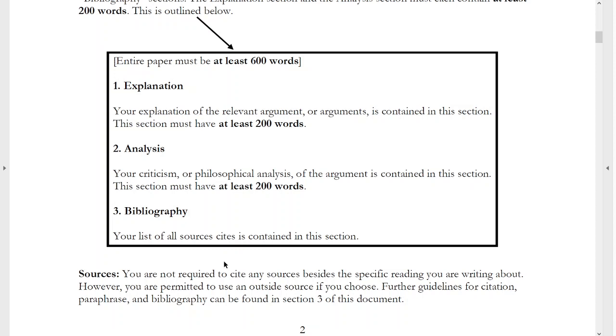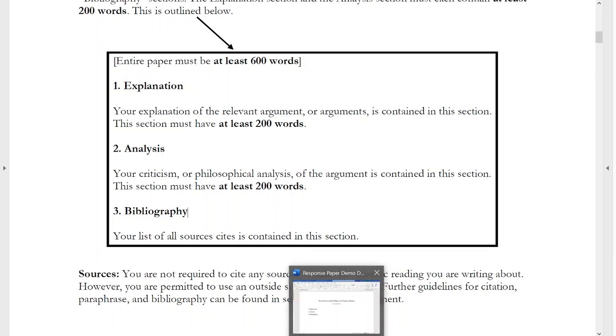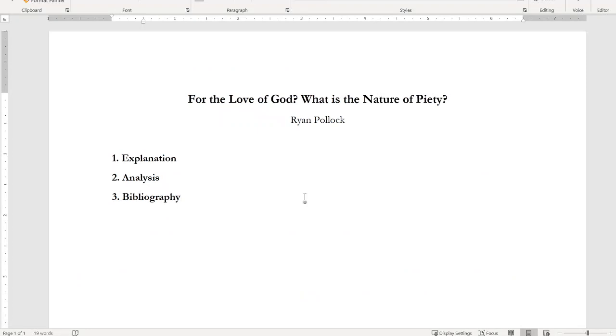So in terms of the bibliography, there's only one source you're required to use. And that source is whatever the reading is you're going to be writing on. So for instance, in this paper that I was imagining I'm writing it on Plato's Euthyphro. And because that's the case, I need to have a citation in my bibliography section to that source.